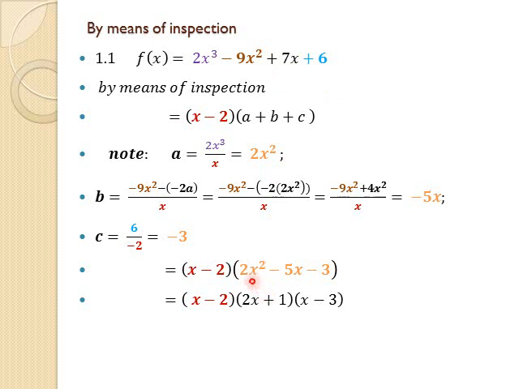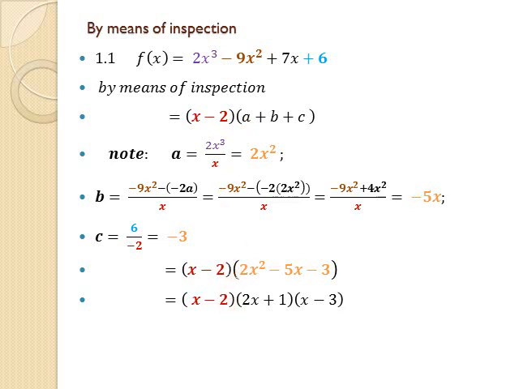If we factorize this now further, 2x squared can only be 2x times x because 2 is a prime number. Then negative 3 times 1 gives me negative 3. But 1x minus 6x then gives me minus 5x. And therefore I finished factorizing by means of inspection. Now a lot of learners don't like to factorize this way.